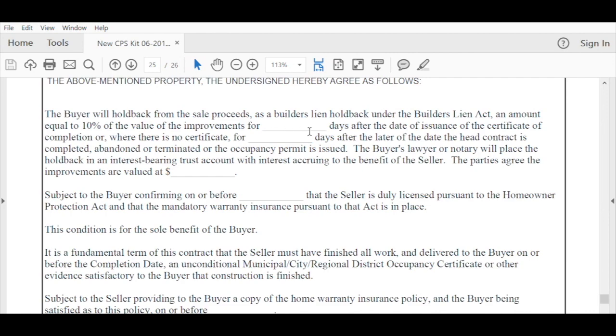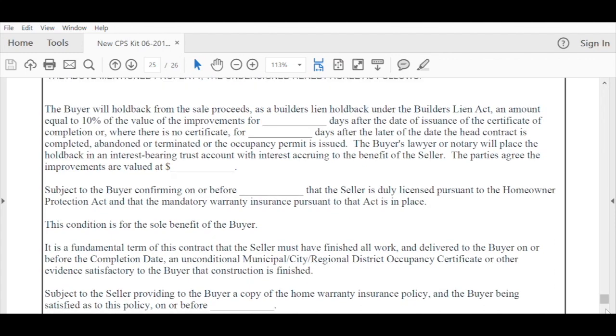After the later date the head contract is completed, abandoned or terminated, or all the occupancy permits issued. The buyer's lawyer or notary will place the holdback in an interest-bearing trust account with interest accruing to the benefit of the seller. The parties agree the improvement value is a set amount. This value is usually provided by the developer, and subject to buyer confirming on or before whatever day the seller is duly licensed pursuant to the Homeowner Protection Act, and mandatory warranty insurance pursuant to that act is in place. This condition is for the sole benefit of the buyer.